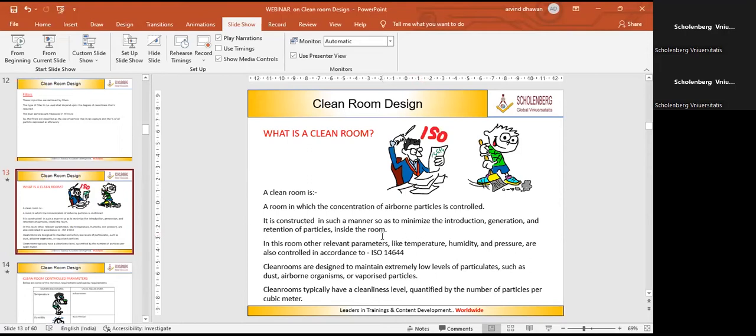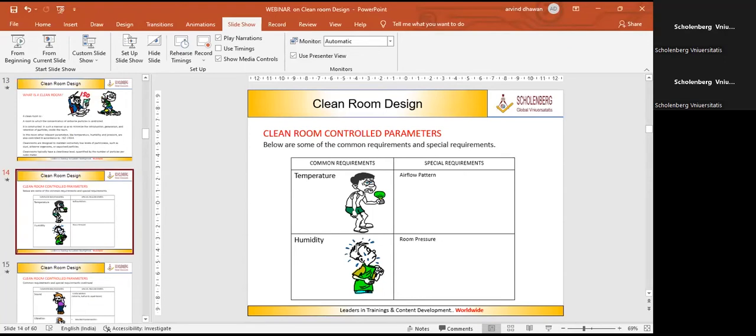Okay. Next point is the clean room is constructed in such a manner as to minimize introduction, generation, and retention of particles inside the room. Then there must be some standards. You just can't do anything. The standard we normally follow is ISO 14644. Clean rooms are designed to maintain extremely low levels of particulates such as dust, airborne organisms, and vaporized particles. Clean rooms typically have a cleanness level quantified by the number of particles per cubic meter.